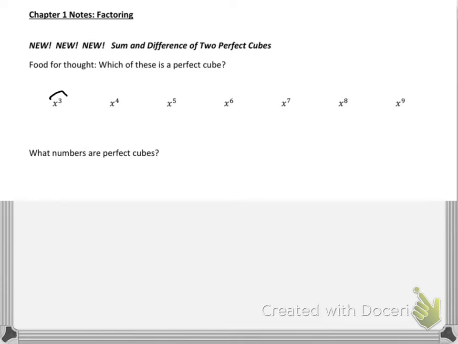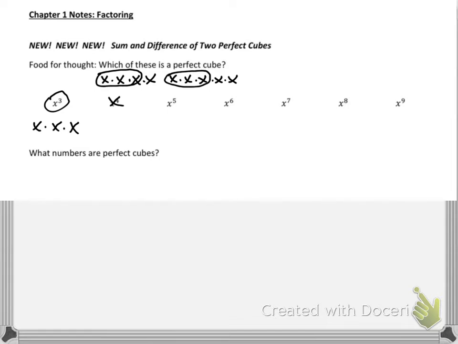Well, x to the third is a perfect cube because it's x times x times x. We have a perfect set of three variables. What about x to the fourth? Well, that's x times x times x times x. We don't have one or multiple sets of three, so this is not a perfect cube. Likewise, x to the fifth, we have 5 x's. We have one set of three, but we don't have two sets of three.